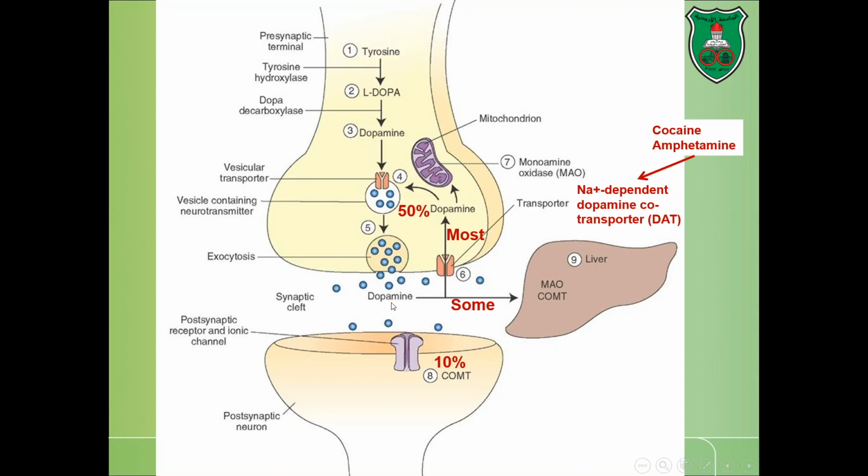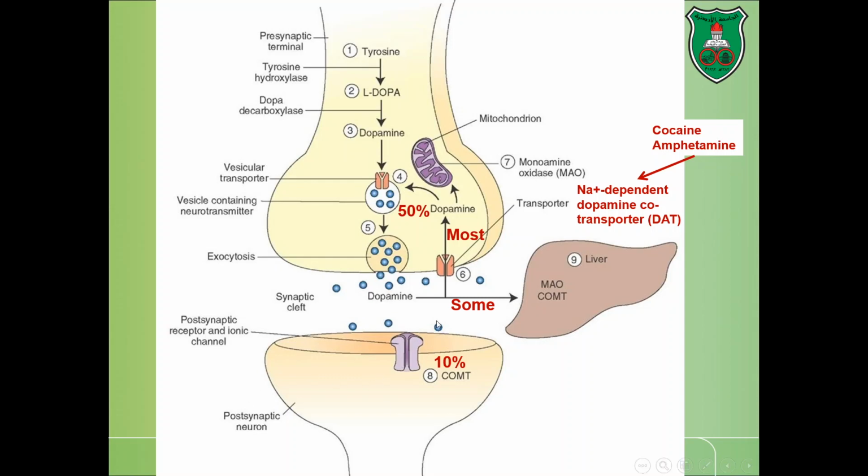Most of the dopamine is taken up again by the presynaptic cell, and 50% of this dopamine is repackaged into synaptic vesicles, and some of it goes into the mitochondria, where it can be inactivated by monoamine oxidase enzyme. Now, some of the dopamine diffuses away, and it can reach the liver, where it can be inactivated by monoamine oxidase or the catechol-O-methyltransferase enzyme.